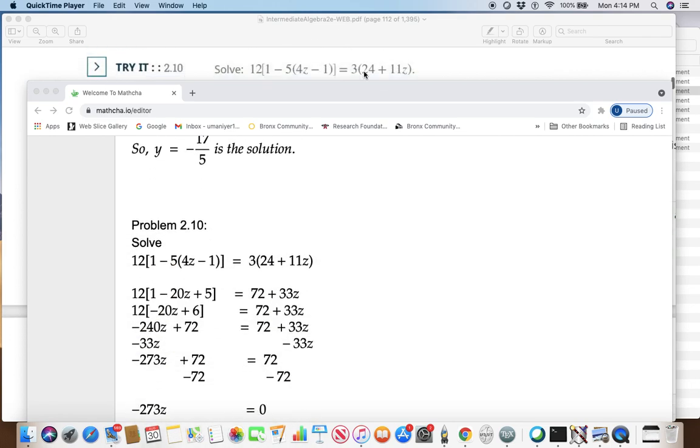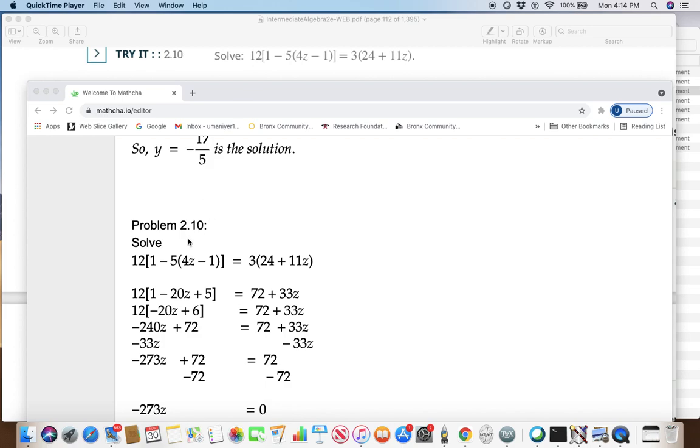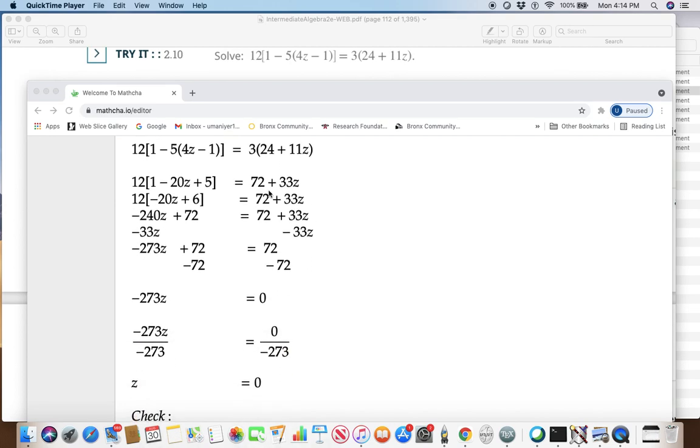Let's try next problem. 12 times bracket 1 minus 5, 4z minus 1 equals 3 times 24 plus 11z. Notice, again, it's tempting to subtract, but don't, because 5 here is multiplying. Multiplication takes precedence. Negative 5 times 4z is negative 20z. Negative 5 times negative 1 is positive 5. Here, 3 distributes: 72 plus 33z. 1 plus 5 is a 6.